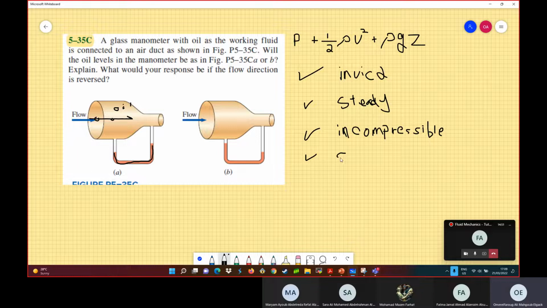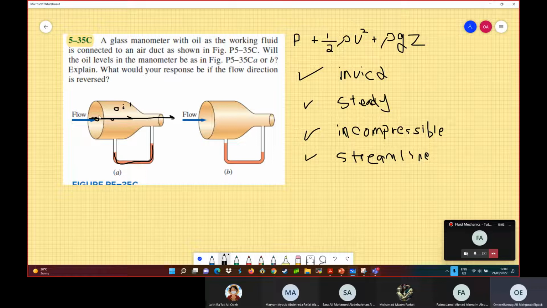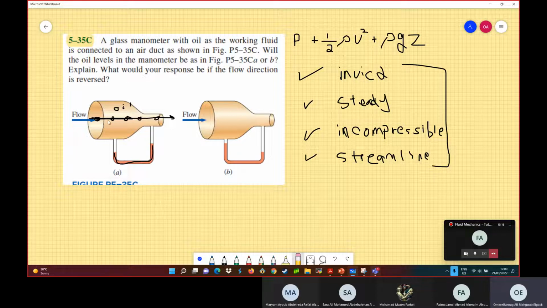And the last one, it should be applied along a streamline. So if we have this flow, we have this streamline, we can apply Bernoulli equation between any two points in the streamline. Okay, those are the four conditions. You need to keep them in your mind. So given those, let's go back to the question. We have this oil flow. And let us apply Bernoulli equation between this point, which is directly above this end of the manometer, and this point here.